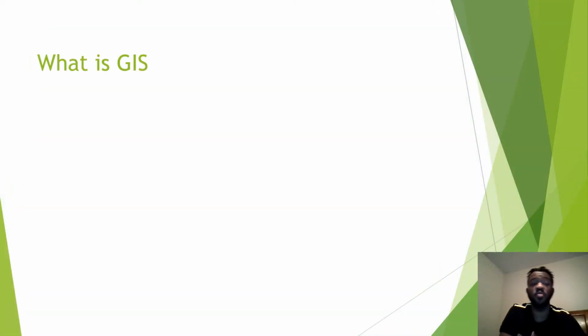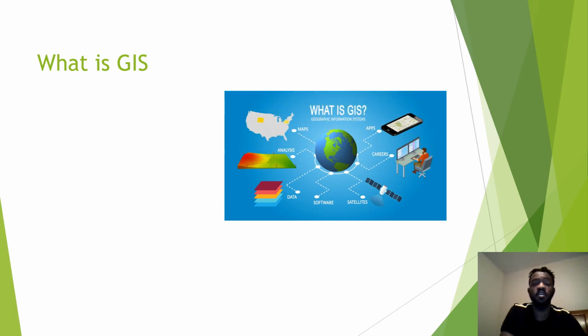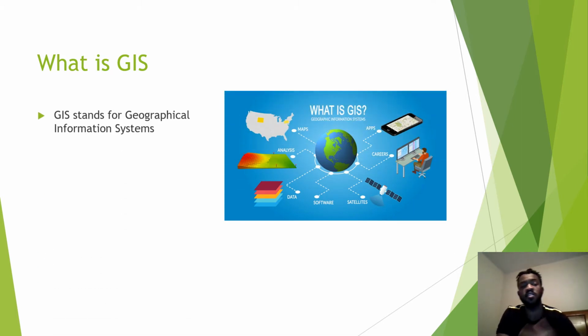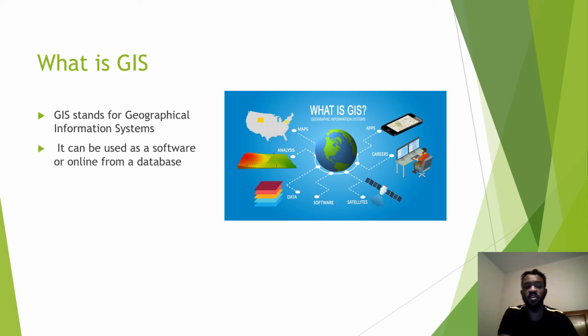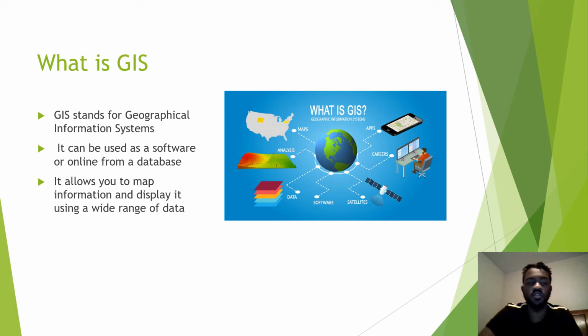First of all, I want to talk about what GIS is. GIS is Geographical Information Systems. That system can be used as software or it can be taken from an online database. What it allows you to do is map information and display a variety of data that you wish to show, such as population data and spatial data. You can create maps of the United States or even of different countries. So GIS gives you a platform to create and show different data that you want to use.